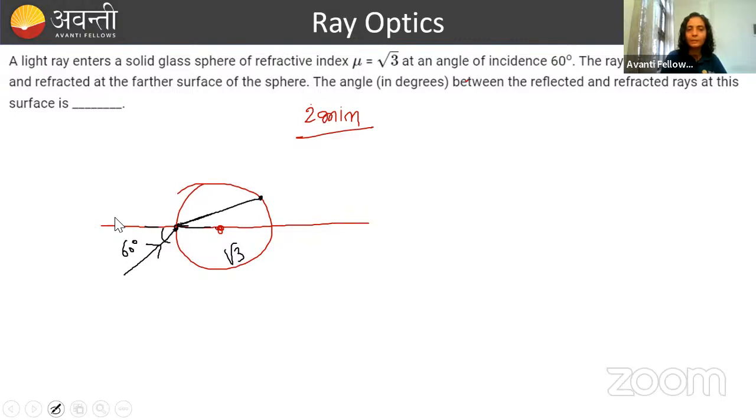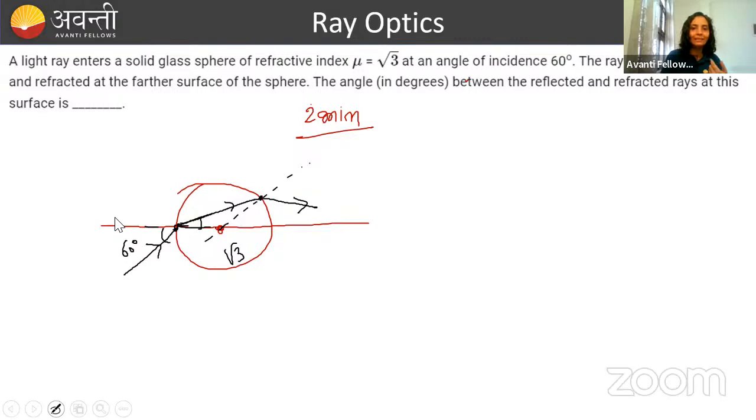And then it will fall on the second surface. This angle we can calculate by using Snell's law. At this point, again, refraction will happen. Draw the normal there. So the normal will pass through the center. This is the normal. Now after refraction, it will go away from the normal. So draw it like that, away from the normal here.